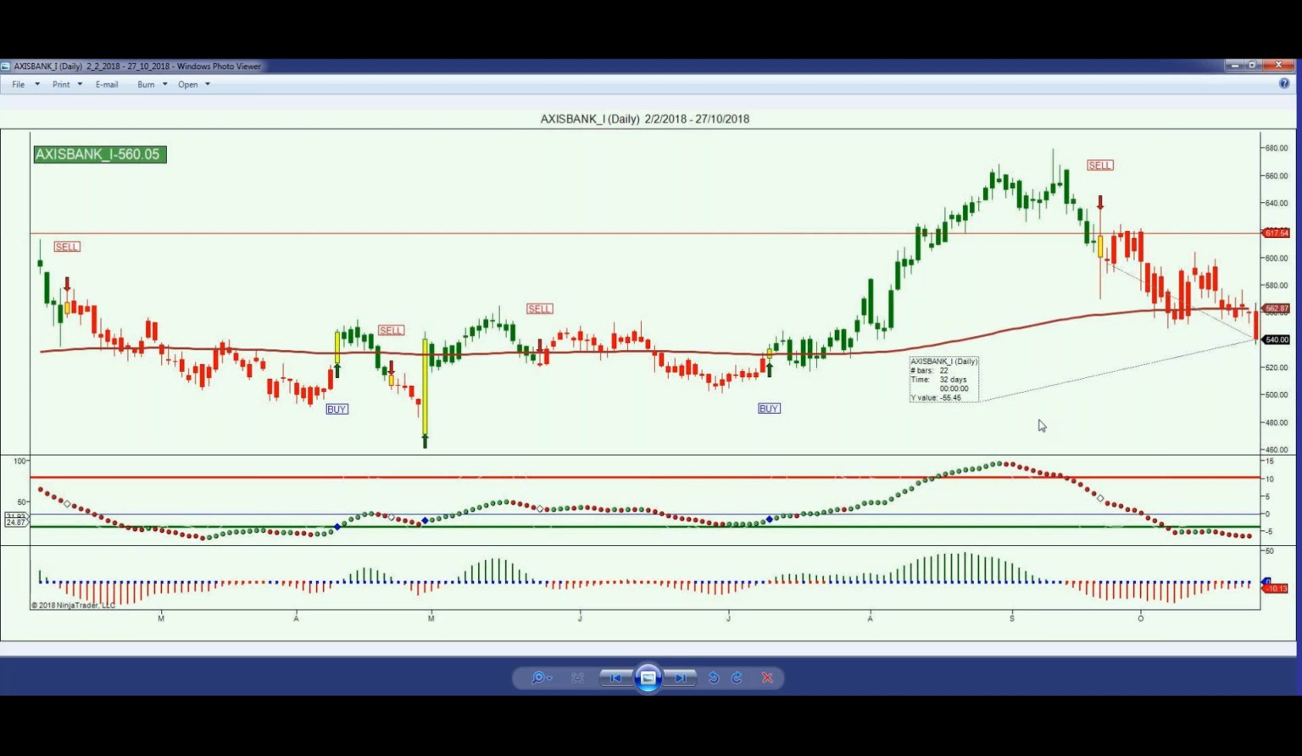And it can further go down to around 500 levels, because you have a bottom here, and it has broken the support it had yesterday and closed below the support line, so it can further go down to 500. Now, what is the investment in Axis Bank that is required? For Axis Bank, I need an investment of 1,10,000 rupees.